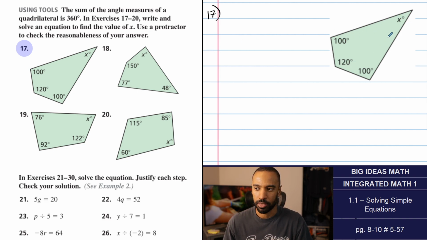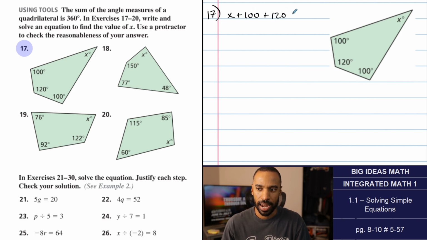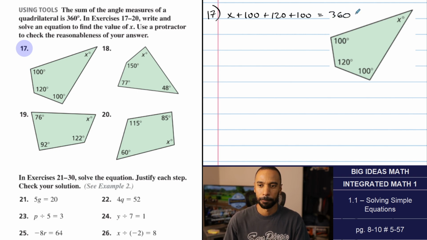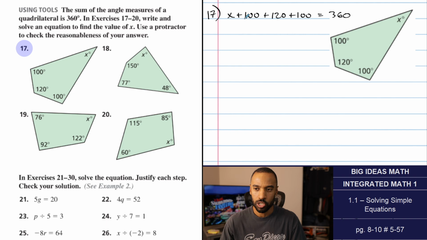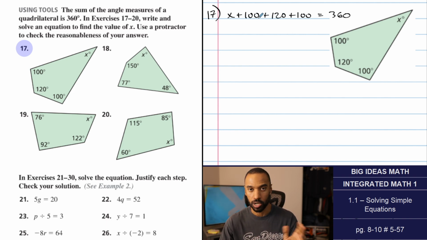So what did they state about this whole thing? They stated that the sum of the interior angles of a quadrilateral, all 4 angles, should add up to 360 degrees. So this will be my equation. When I add x with these 3 numbers, I get 360 degrees. Now, there may be some steps within here that would help ease things. What you should be doing here is simplifying this expression on the left side before doing any movement over there.